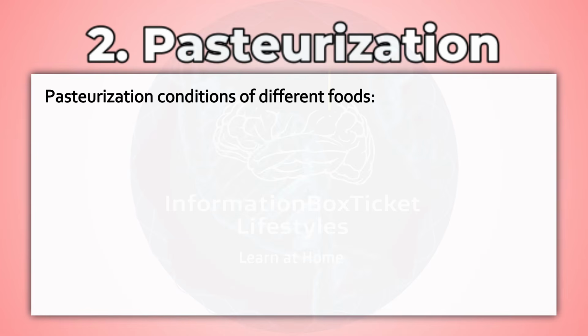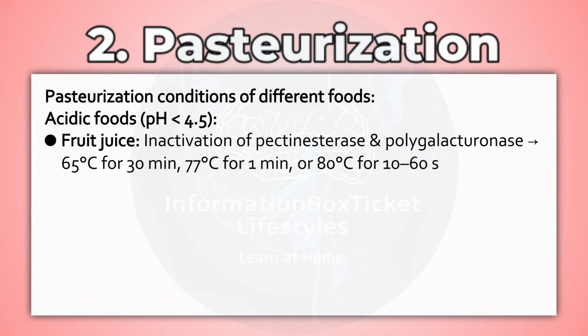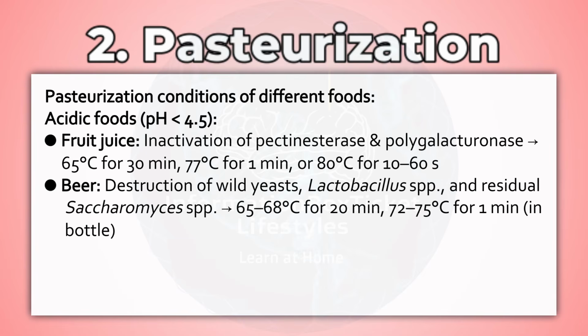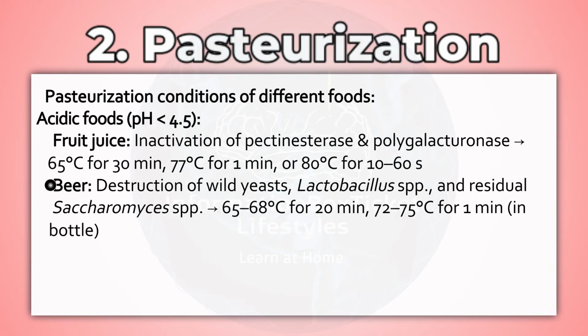Pasteurization conditions of different foods. Acidic foods, pH less than 4.5. Fruit juice, inactivation of pectinesterase and polygalacturonase: 65 degrees Celsius for 30 minutes, 77 degrees Celsius for 1 minute, or 80 degrees Celsius for 10 to 60 seconds. Beer, destruction of wild yeasts, Lactobacillus species, and residual Saccharomyces species: 65 to 68 degrees Celsius for 20 minutes, 72 to 75 degrees Celsius for 1 minute. In bottle.